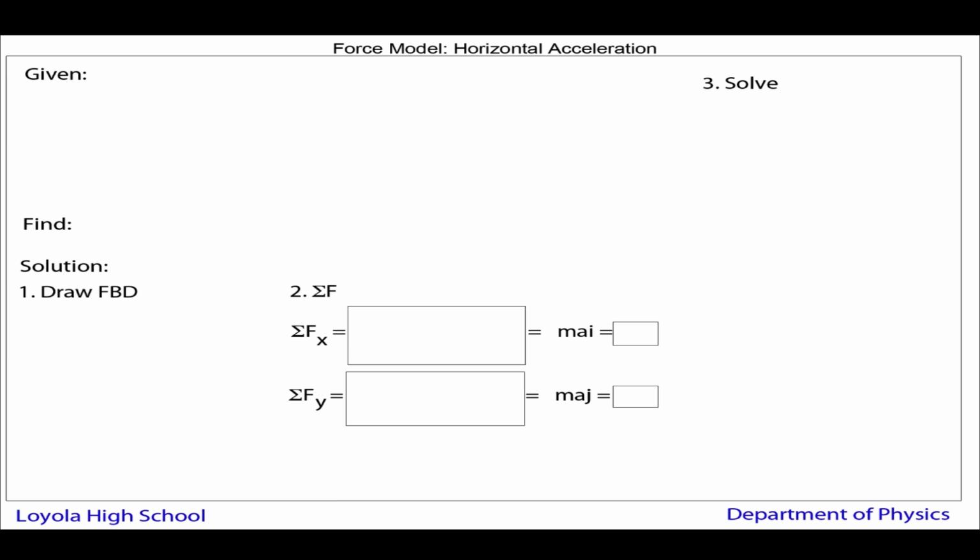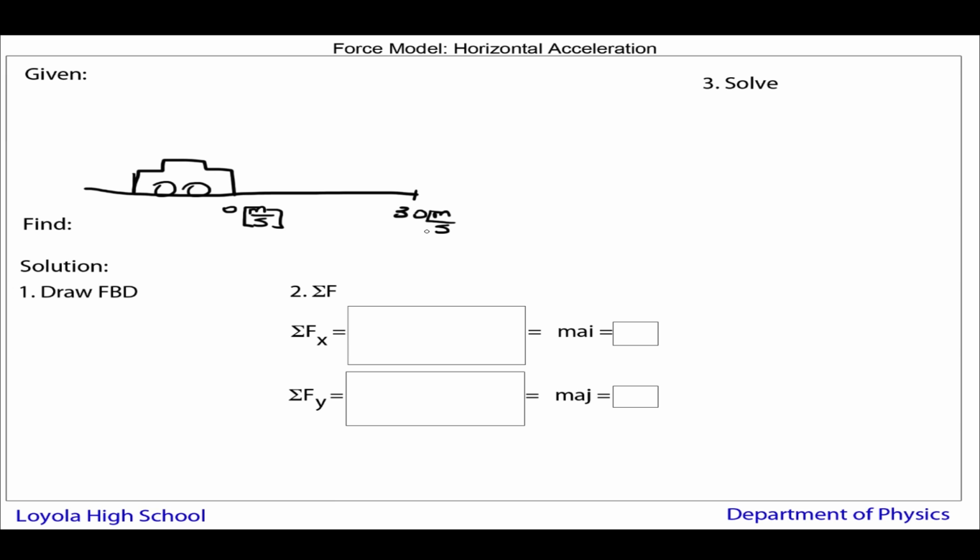In this video, I'm going to talk about the use of the force model for a horizontal acceleration type problem. So let's take a look at a car that goes from 0 to 60 in, let's say, 5 seconds. So I have a car here, and it's going to go from a velocity of 0 meters per second to 60 miles an hour, which is roughly 30 meters per second.